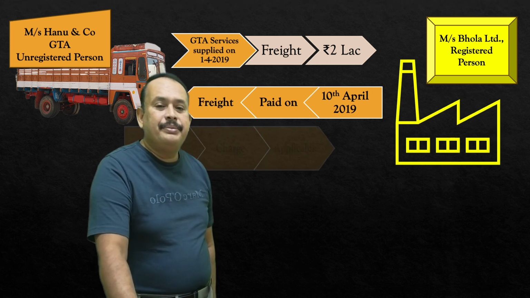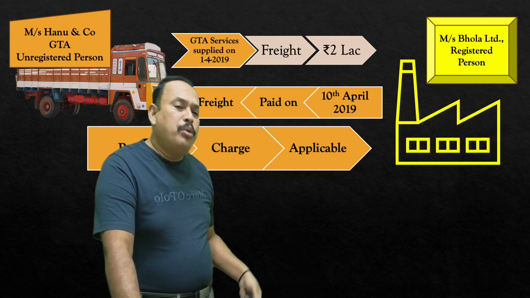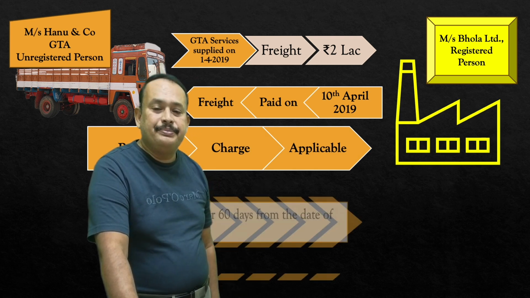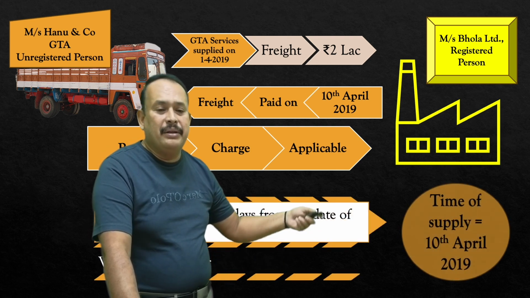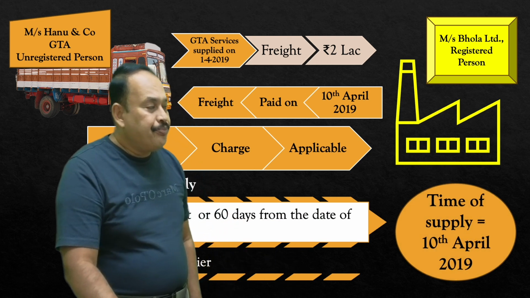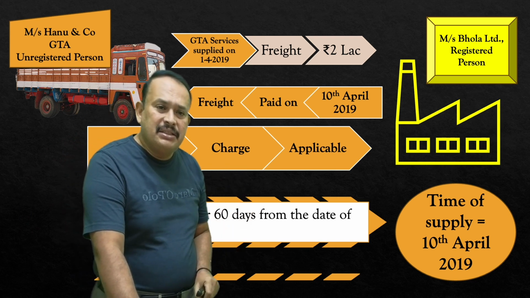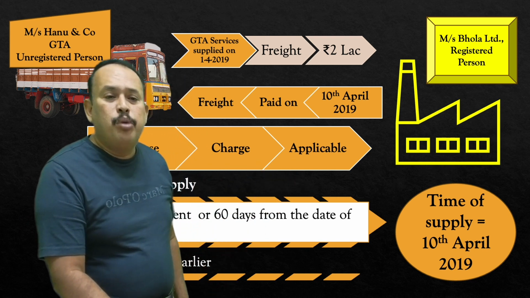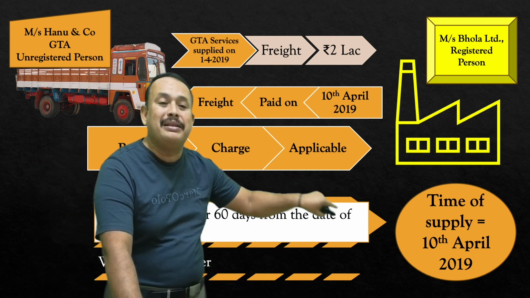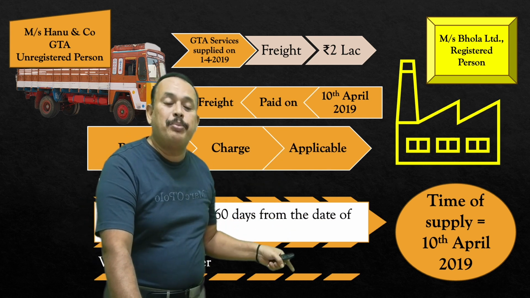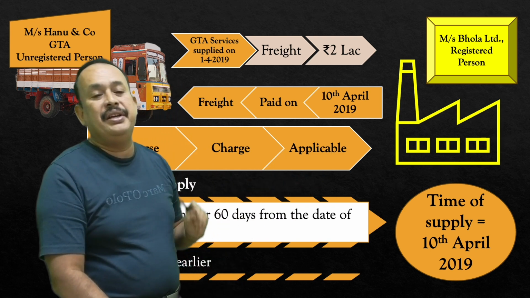In that case, in the given case where reverse charge is applicable, Bhola Limited did not pay the tax. The time of supply, as you are aware, is 10th of April. Now, later on, when the department goes through the books of accounts of Bhola Limited under audit or scrutiny, the department comes to know that, hey, Bhola Limited did not pay the GST on such inward supply to which RCM applies. You have not paid, now you pay the GST.